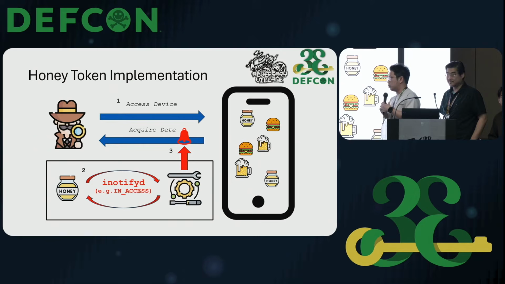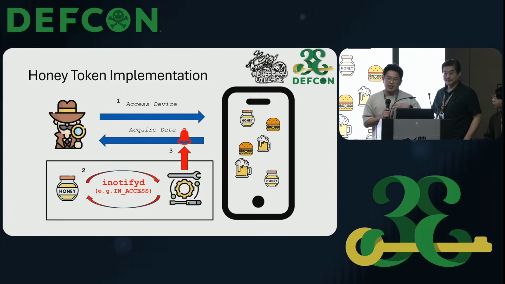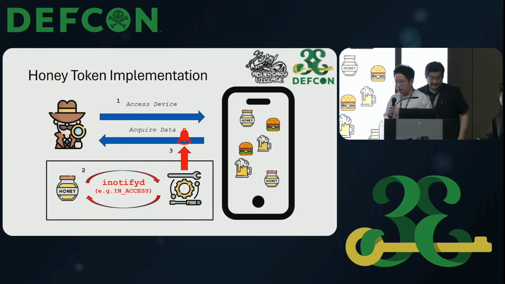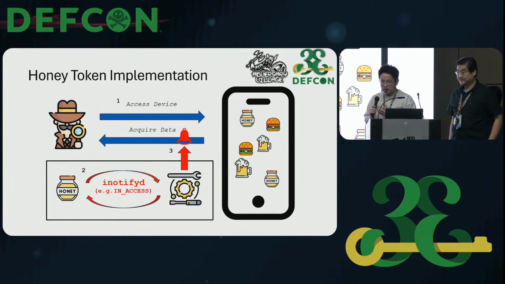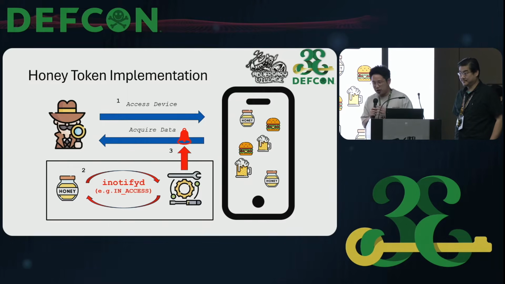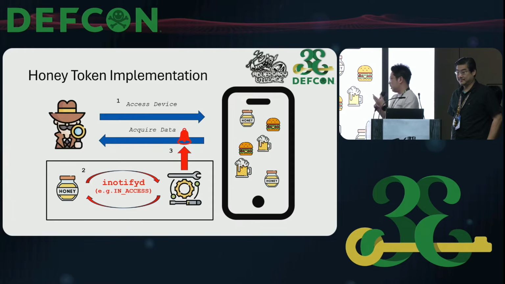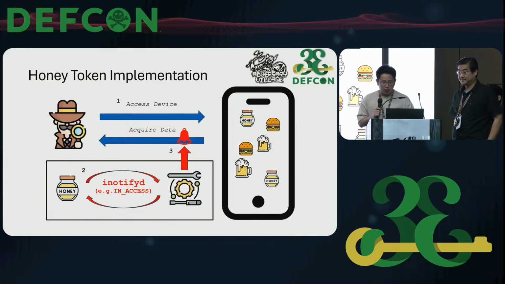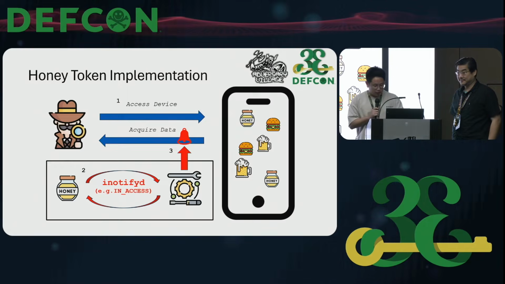So how are these honey tokens being implemented? In a normal typical forensic process, the forensic examiner will access the device and acquire data. But for us, we implement our honey tokens using a custom AOSP build with a few modifications to allow for our custom system application, and when these honey tokens are accessed, we use something called iNotify-D to trigger a notification for us.